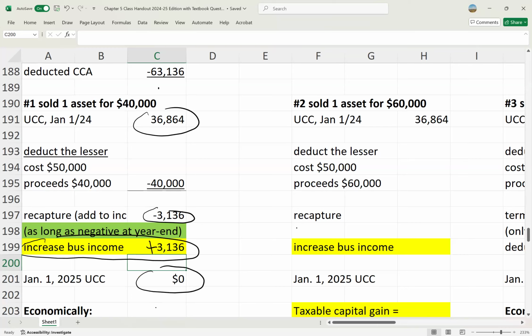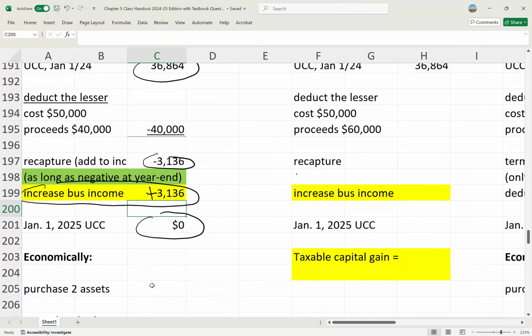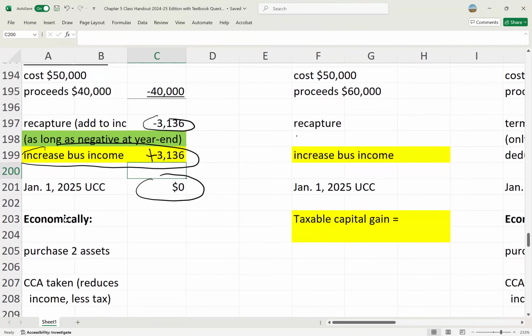So then what is this recapture? The recapture is this negative amount that we have to eliminate by adding that same amount to our income to bring the balance to 0. So why do we have to add this negative amount to income? This is where I'm going to explain why using an economic analysis.